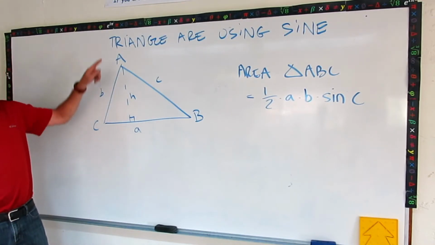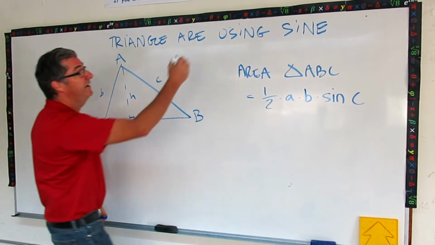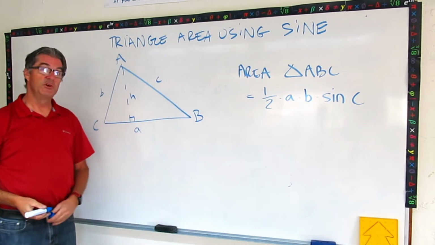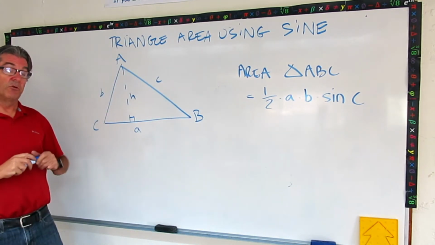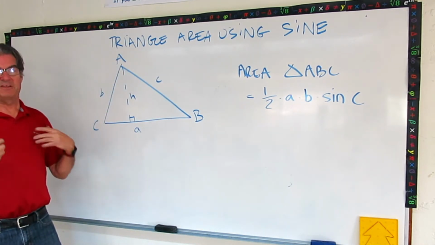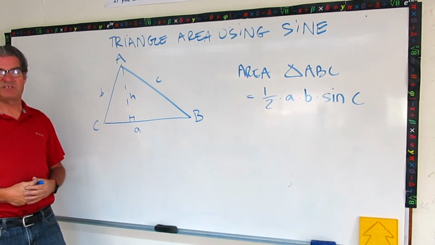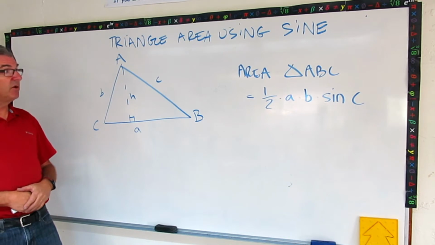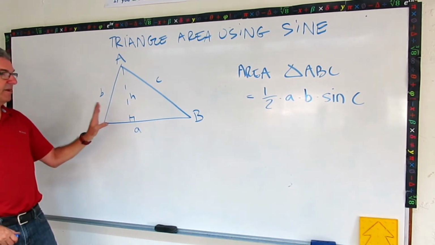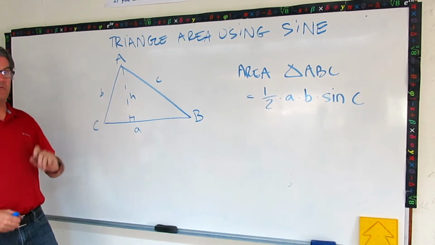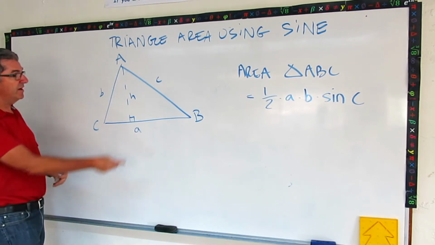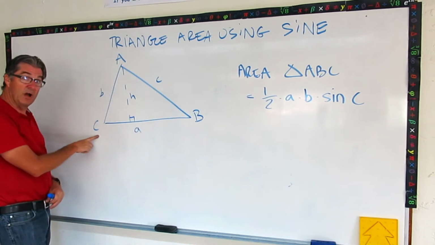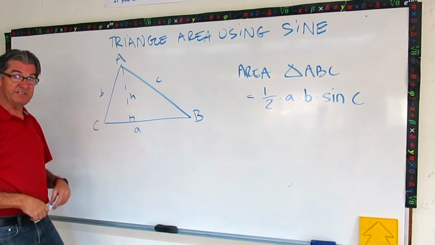Today's topic, triangle area using sine. So we know from before that the triangle area formula is 1/2 base times height. This equation lets you do it a little bit differently. So first let me talk about how I've labeled the triangle and then we'll get into the formula in a second. So triangle ABC, I'm using uppercase letters for the vertices, the corners.